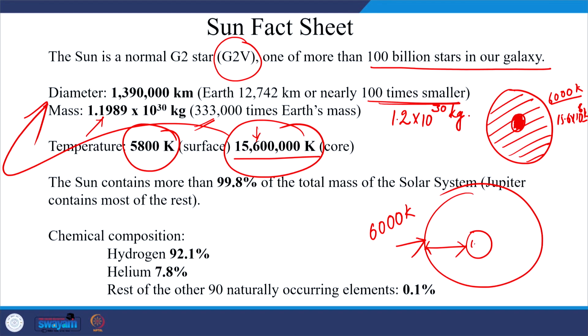The core is where the energy is created, and the outermost region of the sun is what you can see with your naked eye sometimes in the evening, probably.